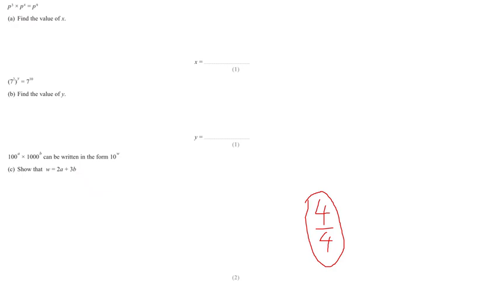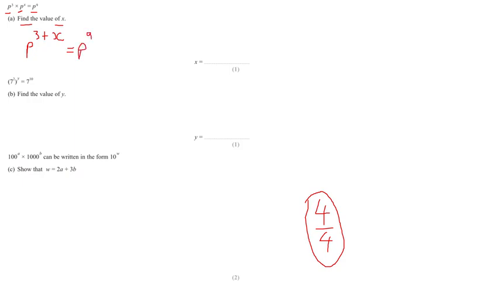In its first part, we got p to the power of 3, or p cubed, times by p to the power of x is equal to p to the power of 9. Find the value of x. Well, we know with our index laws, when we multiply with the same base, the base here is p, we are going to add our indices. So 3 plus x.